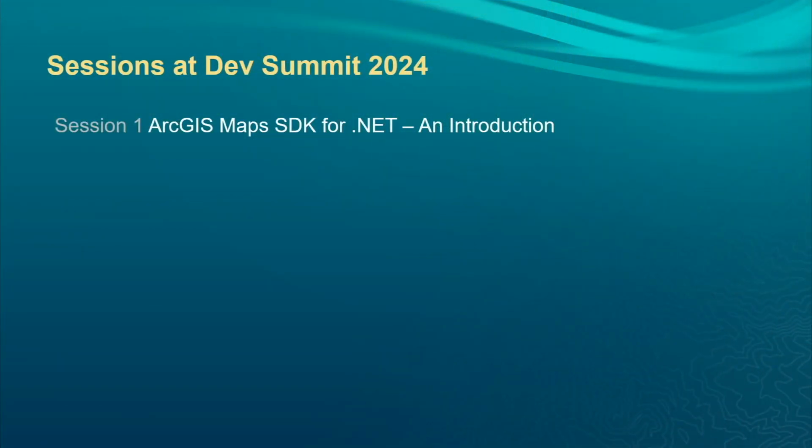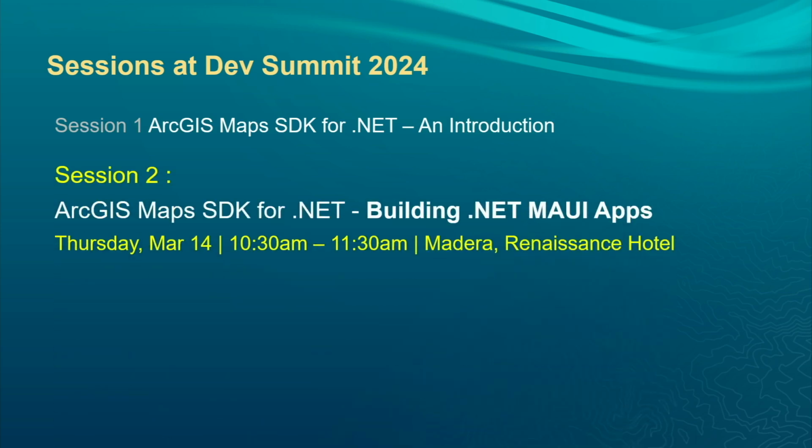This year we have 3 sessions on .NET SDK. Session 1, which is this session, is a brief introduction on how to get started with ArcGIS Maps SDK for .NET. Session 2 is on building .NET MAUI apps specifically. In that session we'll go through the process of building a .NET MAUI application using Maps SDK for .NET. So if you're planning on developing a new cross-platform app or have an existing Xamarin Forms app or native application using 100.x series, we highly recommend you attend that session to get an introduction on getting started with building .NET MAUI apps specifically.